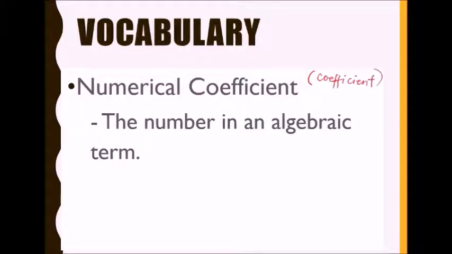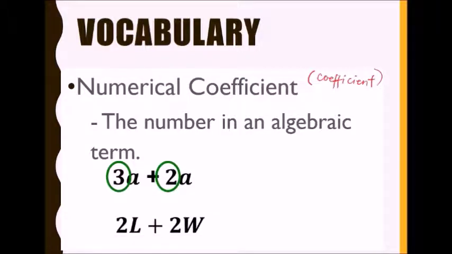Okay, it's the number in an algebraic term na po. So, for example, if we have 3a plus 2a, yung 3 at saka yung 2. If we have 2l plus 2w, yung 2. Okay? So, for example, another example dun sa ating formula for the perimeter of a square na 4s, our numerical coefficient will be 4. Okay?